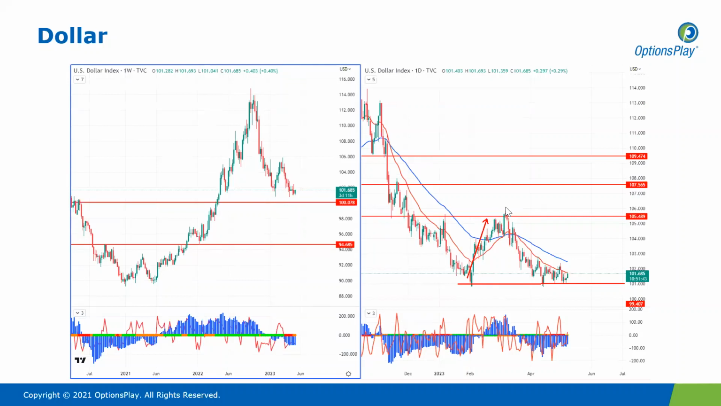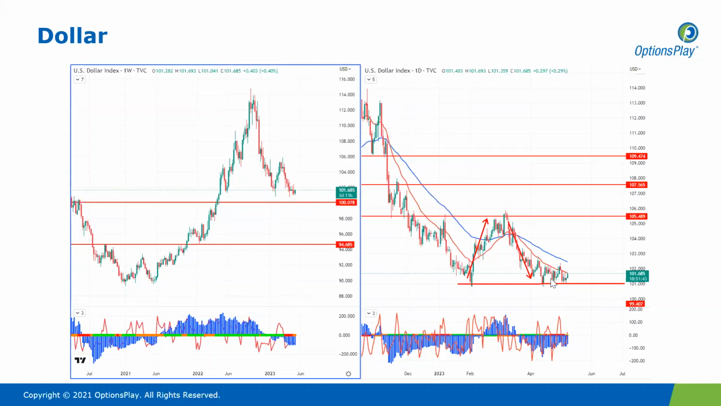Price looking like it was going to break above that, and then we saw the banking turmoil hit, meaning that the Fed had to be a bit more dovish, had to be a bit more accommodating, and naturally, that is going to be bearish for the dollar. Now, since then, price has been on a strong downtrend and is still, technically speaking, on a downtrend.